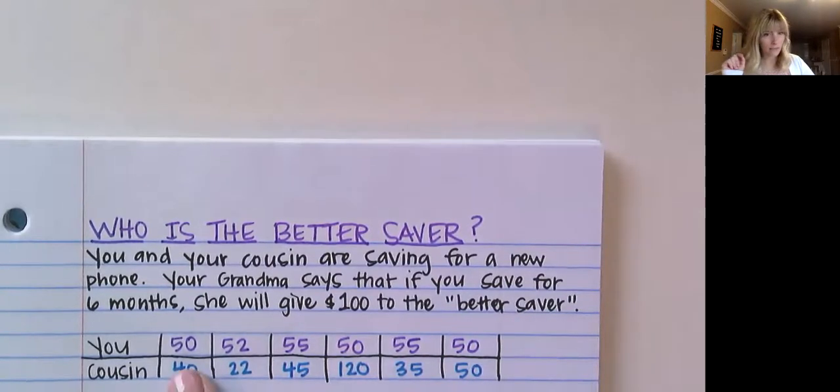Your cousin, those numbers there show how much your cousin saved every month. So take a second to get those written down. You are the numbers in purple. That's your 6 months of savings, and your cousin is the numbers in blue.